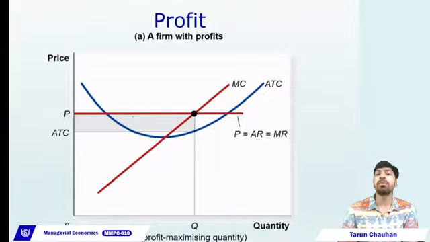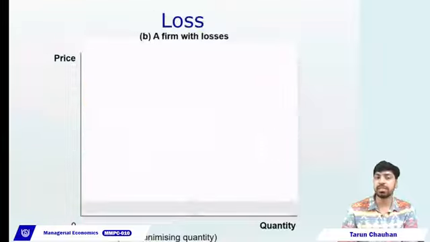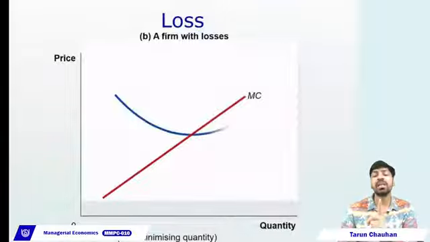Let's talk about the losses of a firm with losses. This is the marginal cost that has been drawn. This is the average total cost, and the marginal cost cuts the minimum point of the average cost.